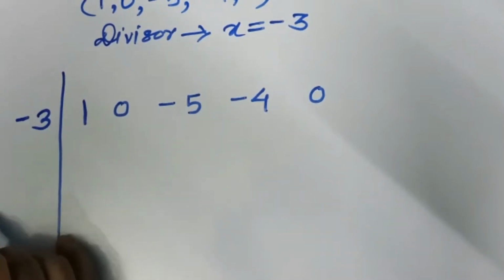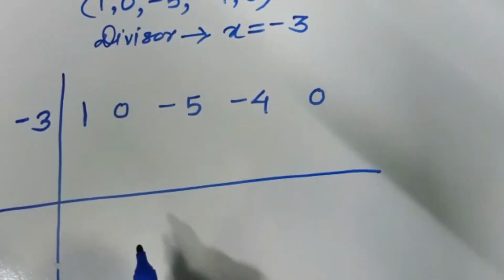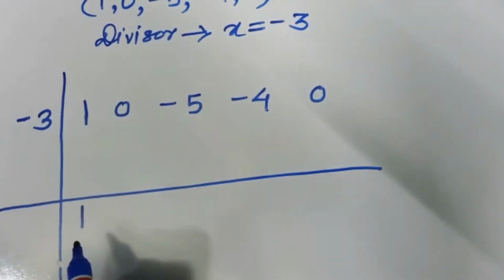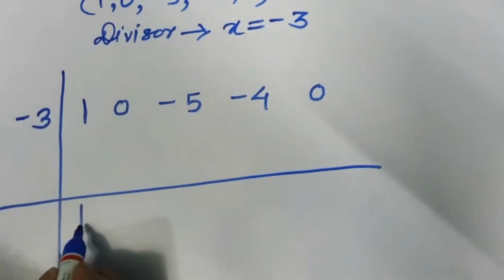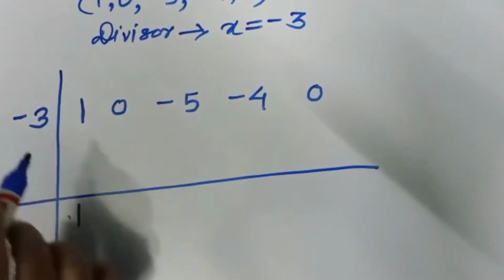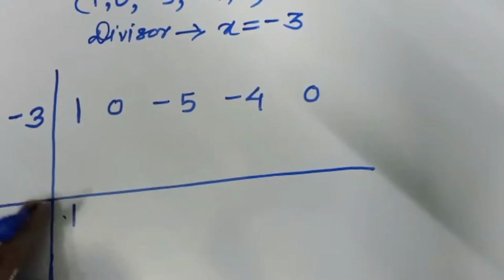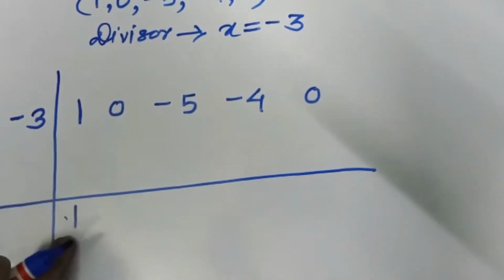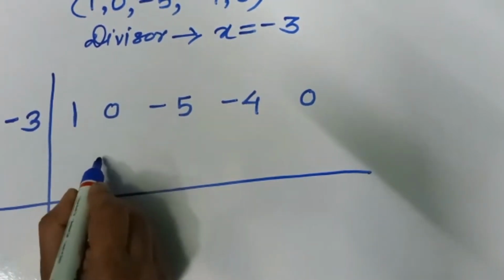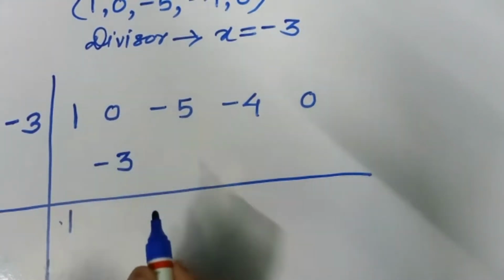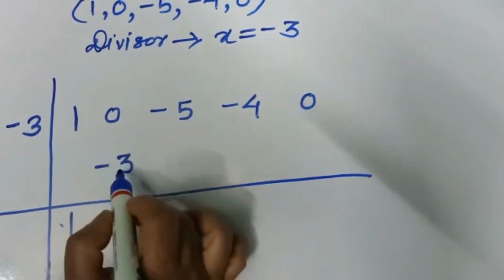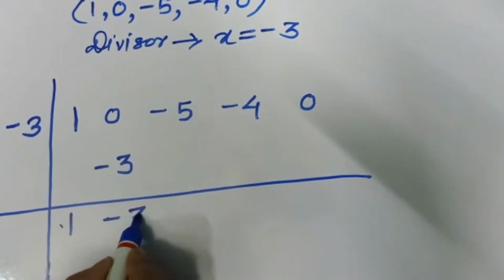Followed? Now one horizontal line we have to draw, and this first coefficient we are taking as it is downside. Afterward this first coefficient means by 1 we are multiplying this divisor. So 1 into minus 3, minus 3 ones are minus 3. So that product we have to arrange below of the second coefficient, which is 0. So here you arrange minus 3. Now what is the difference of 0 and minus 3? 0 and minus 3 difference is minus 3.